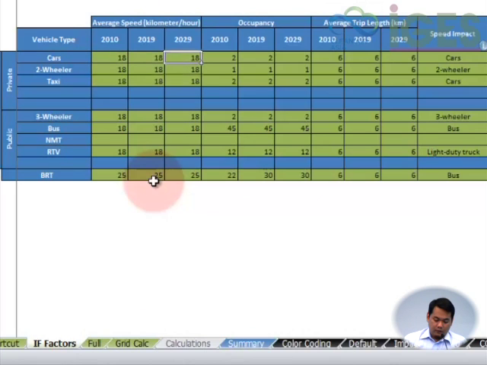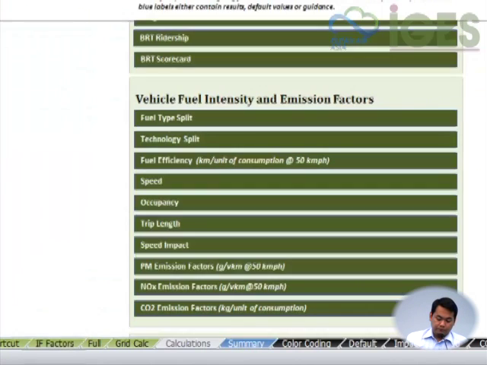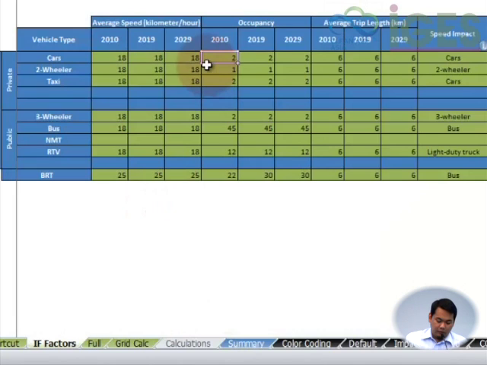Okay, and we go to the speed. Right now, we do have very limited information about the Bandung BRT, but we're assuming that it would lead to improvements in terms of the speed versus the mixed traffic, which is assumed at 18 kilometers per hour versus 25 kilometers per hour. And you can see some of the other factors here that are listed here. So speed, occupancy, trip length, speed impact. So occupancy is here. How many people are inside the vehicles at any given time.